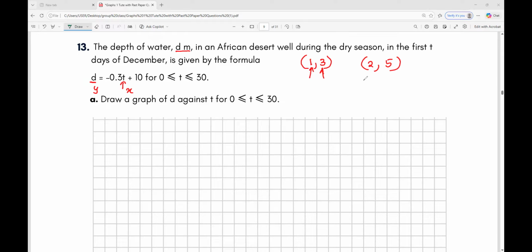This is the meaning. Now, if this is the well, this is the ground. We are measuring depth from the ground. First day it is 3 meters. Since it's dry season, the next day the water level goes down. It is 5 meters, like that. Draw a graph of d against t for only December, 0 to 30, not considering even the 31st. Usually we consider the number of days for a month as 30. Only the first 30 days, they are checking.